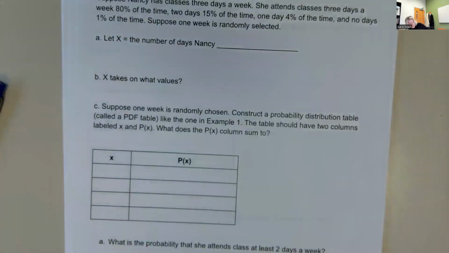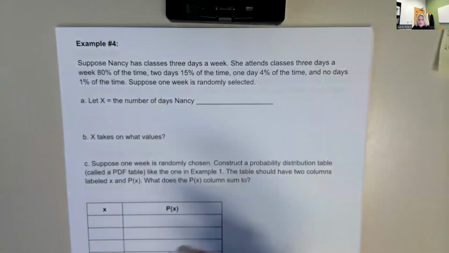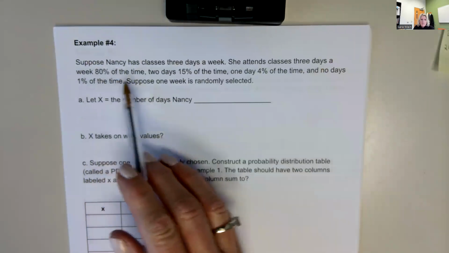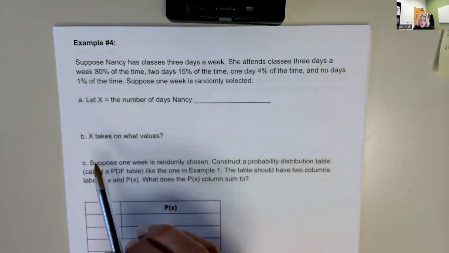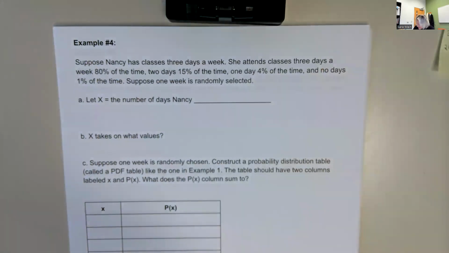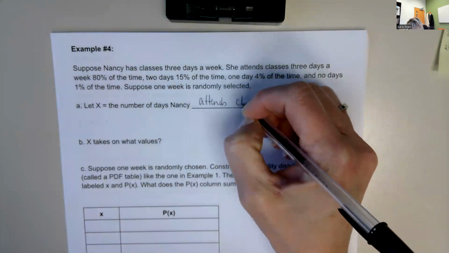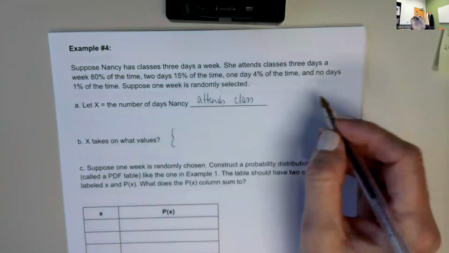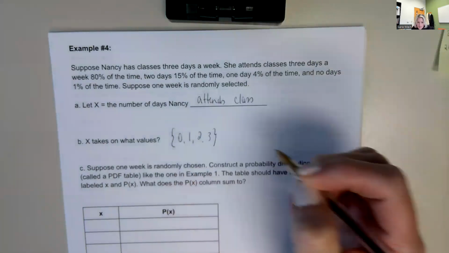Okay, let's look at another scenario. Example 4. Suppose Nancy has classes 3 days a week. She attends classes 3 days a week, 80% of the time, 2 days, 15% of the time, 1 day, 4% of the time, and no days, 1% of the time. Suppose 1 week is randomly selected. Let X be the number of days Nancy attends class. X takes on what values? They go in brackets. So it looks like she could go 0 days, 1 day, 2 days, or all 3 days.